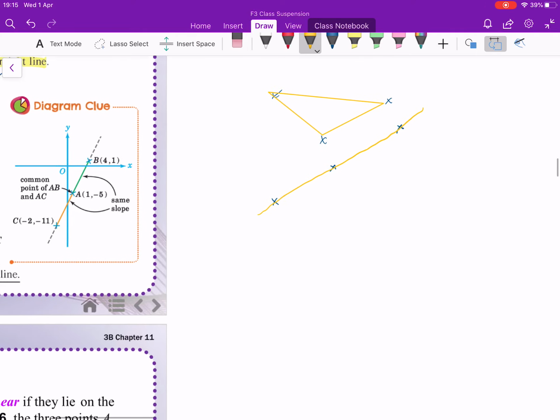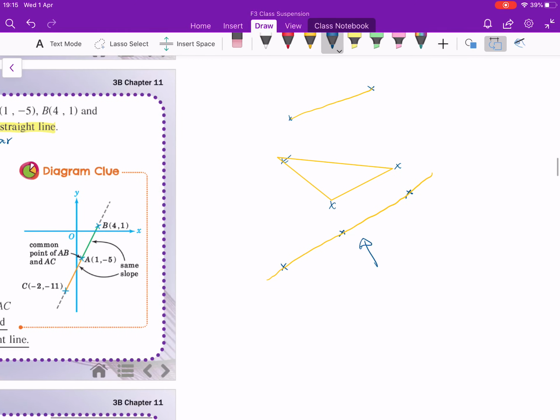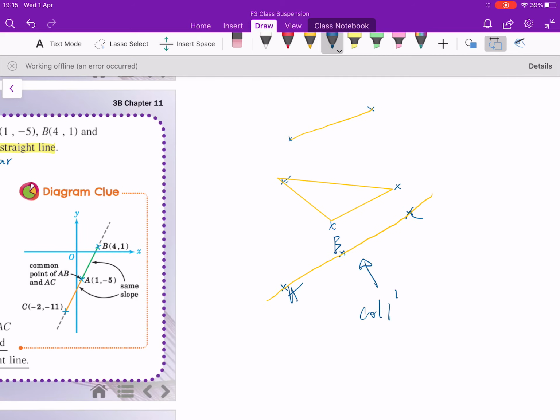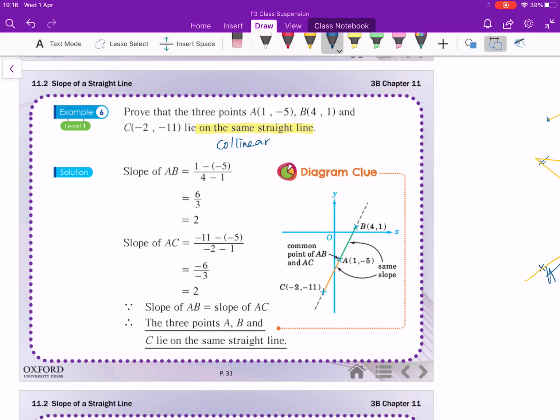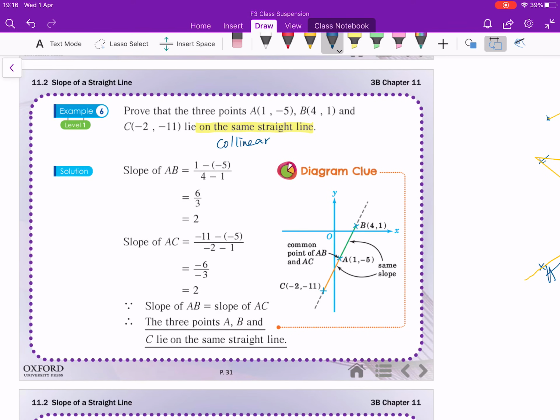In this case, we call A, B, C, these points, collinear. Okay, they fall on the same straight line. Okay, so come back here. How can we make use of the fact they are collinear, or how can we prove that they are collinear? Actually, we have different ways, but in this section we are talking about slope, so we suggest that you can use slope.